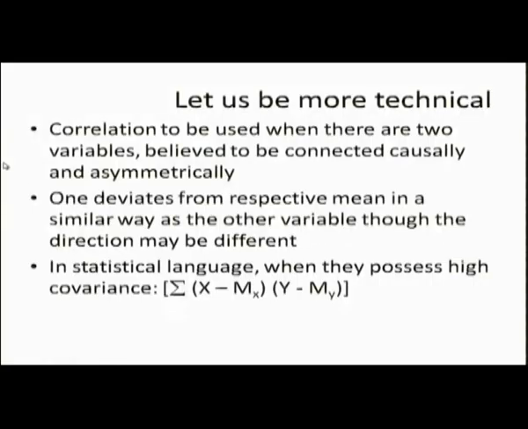Let us be more technical. Correlation is to be used when there are two variables believed to be connected causally and asymmetrically. Causally, I have explained, means that if changes in x produce changes in y after a lapse of time, then x and y are causally connected. And asymmetrically: sometimes we are dealing with situations in which x affects y and y also affects x, that is a symmetrical relationship. An asymmetrical relationship is one in which x only affects y and does not in turn get affected by y.